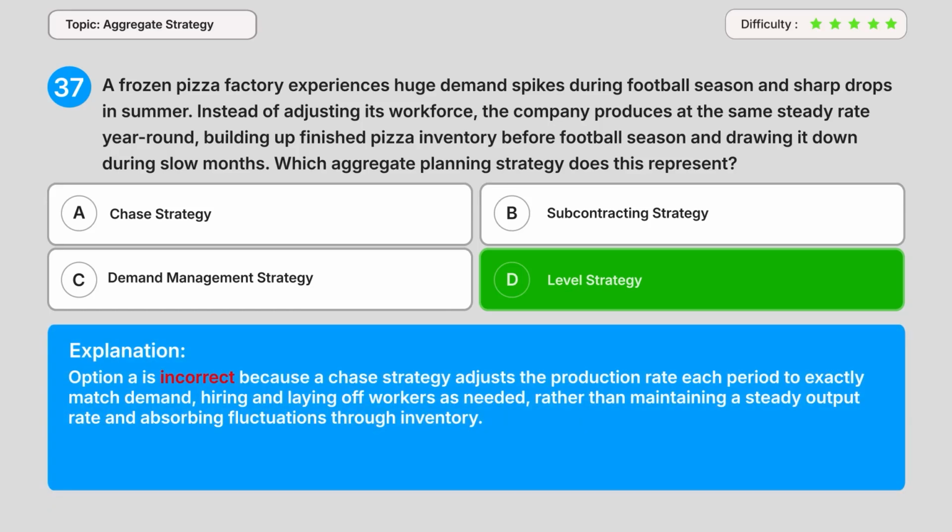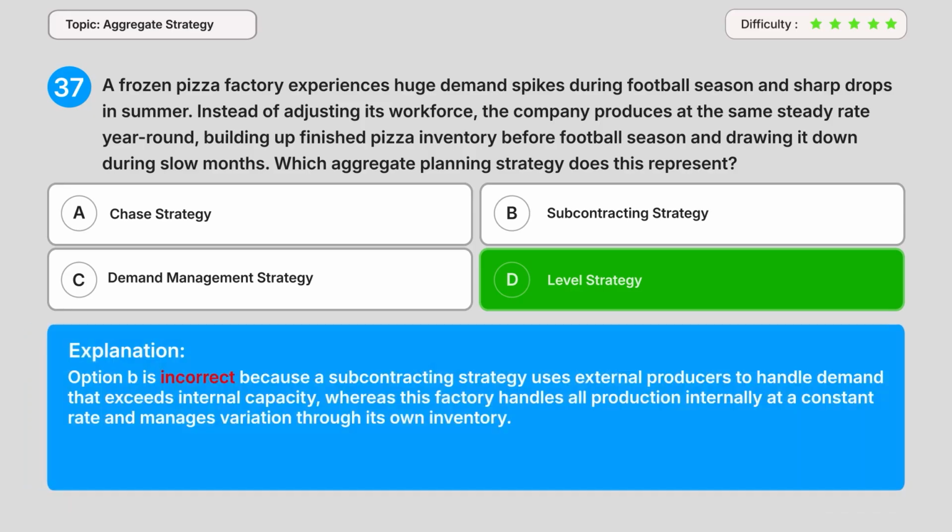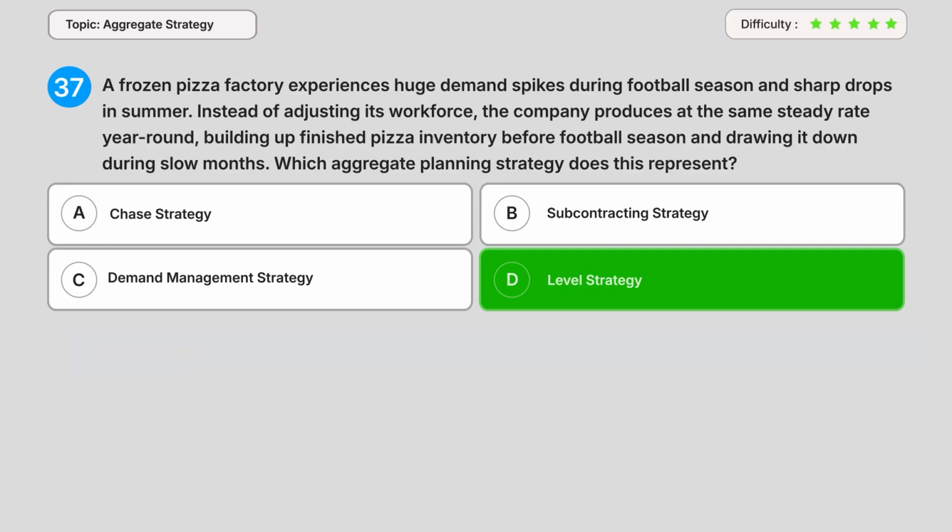Option A is incorrect because a chase strategy adjusts the production rate each period to exactly match demand, hiring and laying off workers as needed, rather than maintaining a steady output rate and absorbing fluctuations through inventory. Option B is incorrect because a subcontracting strategy uses external producers to handle demand that exceeds internal capacity, whereas this factory handles all production internally at a constant rate and manages variation through its own inventory.